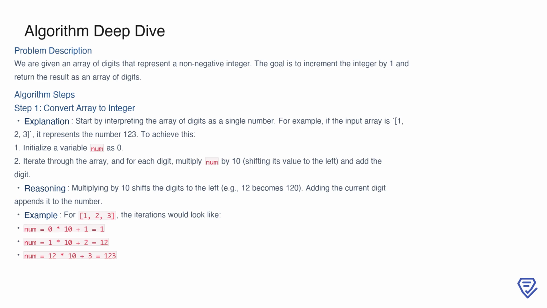For instance, starting with number equals 0, the first digit 1 gives us number equals 0 * 10 plus 1 equals 1. The next digit, 2, updates it to number is equal to 1 times 10 plus 2 equals 12. Finally, the digit 3 results in number is equal to 12 times 10 plus 3 equals 123. This step lays the groundwork for the next operations by converting the array into a manipulatable integer value.